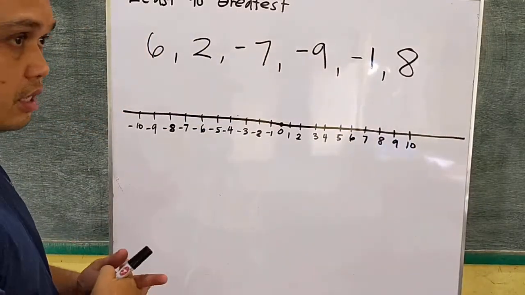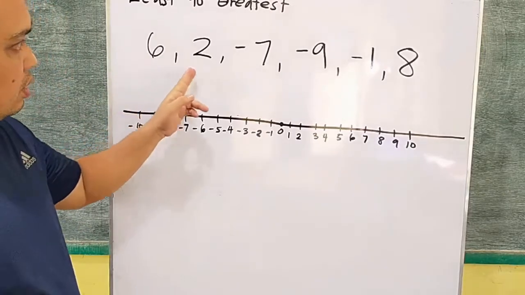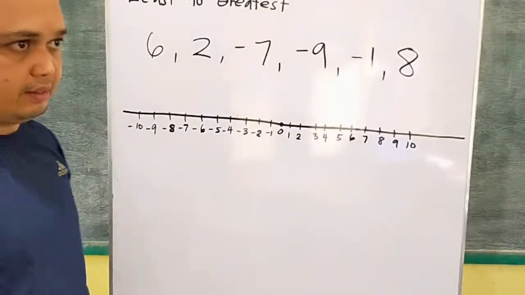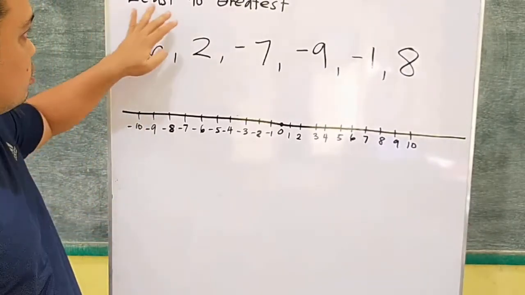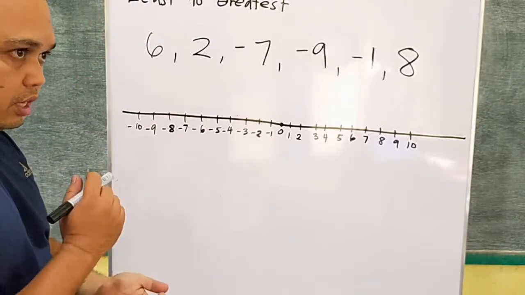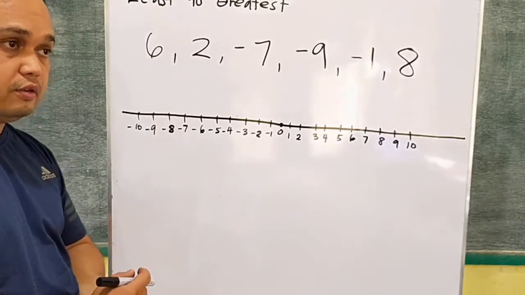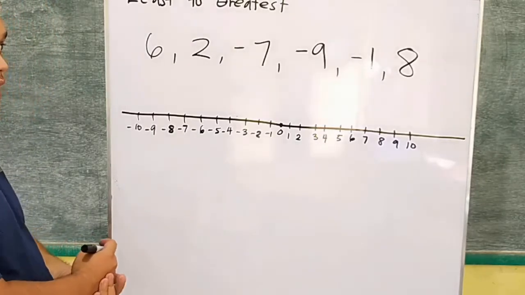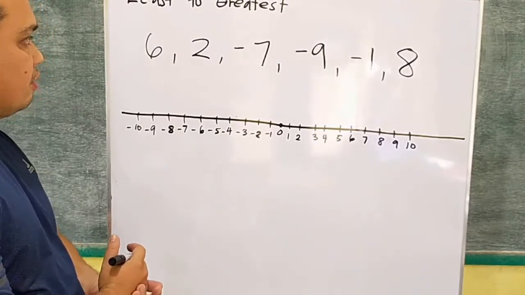Okay, for our next set of integers, then we have 6, 2, negative 7, negative 9, negative 1, and 8. Now we need to arrange them from least to greatest. Arrange the integers according to their value from least to greatest. So let's first find the least of them all.